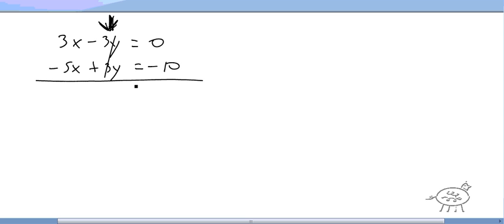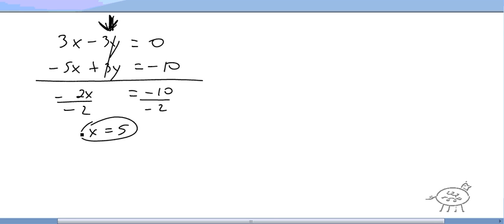And then it's 3x minus 5x. That's why you either add or subtract depending on what the sign is. So 3x minus 5x is negative 2x. The y's cancel, equals 0 minus 10, which is negative 10. Solve for x, divide by negative 2, x equals 5.